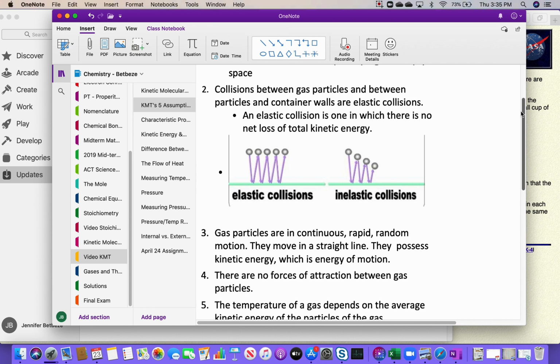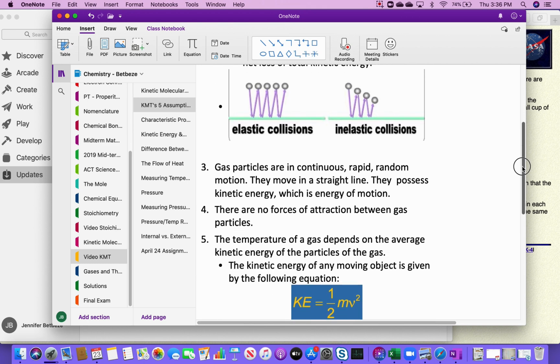Now, this is an important assumption because usually what we see, like if we take a bouncy ball and we drop it on the ground and we watch that bouncy ball bounce, we're going to see that as it continues to bounce, it bounces a little less and a little less and a little less, just like we see here on the picture to the right. So KMT is based on this idea of elastic collisions, that there is no loss of kinetic energy as these gas particles hit each other and bounce or hit the walls of their container.